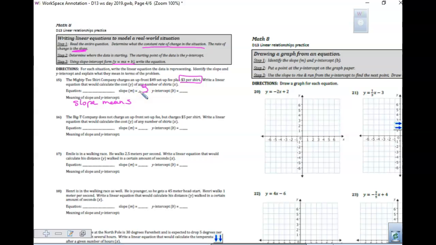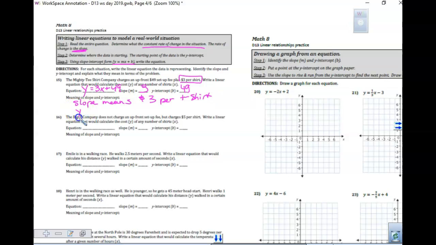If I know that, how much did I have to pay up front? If I'm looking at it, Max, what would you say? How much did we have to pay up front when they told us? $3 or 49? 49. 49, that's my y-intercept. So I have b and I have m, I can write my equation. Once I have this, we have to describe what the slope means. In this question, the slope means we are paying $3 per t-shirt, right?